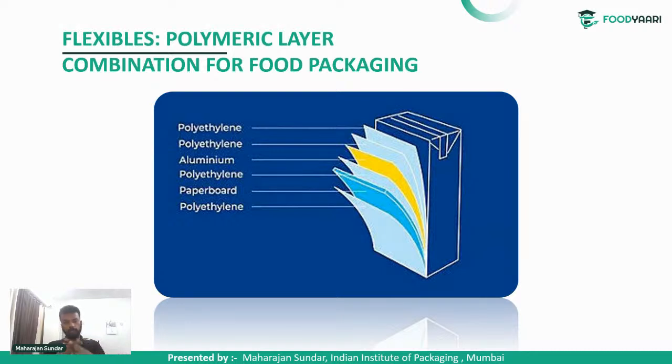We will wonder why this many polyethylene layers are here. The outer polyethylene layer is given for printability. Then a paperboard. The paperboard can't stick directly with aluminum foil. For that purpose, polyethylene adhesive has been used.